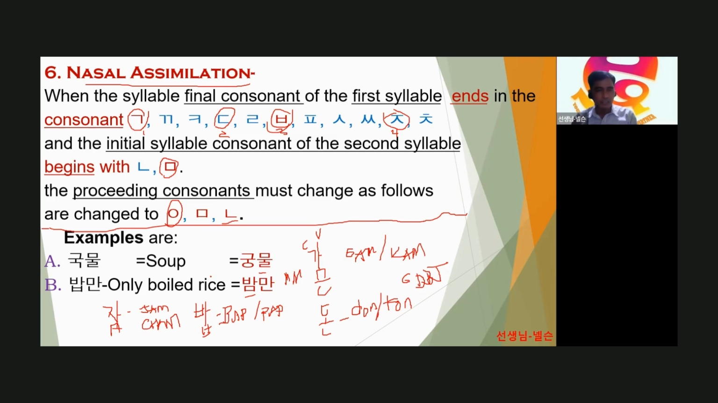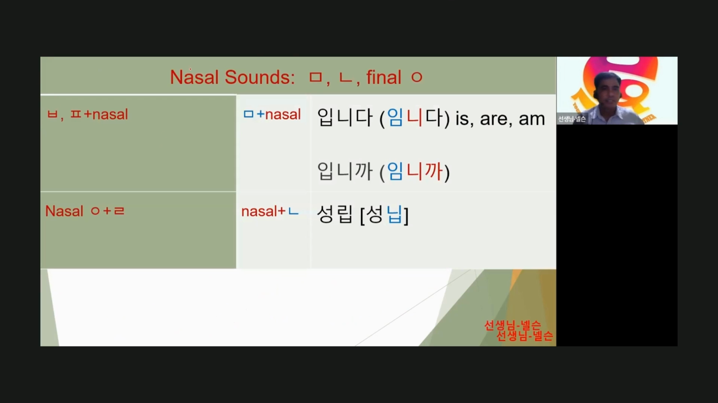Okay, so next slide. Nasal assimilation, for example, biyop and piop. Biyop and piop, last nasal. For example, this character, biyop, the one that follows is neon. Nasal sound, neon.